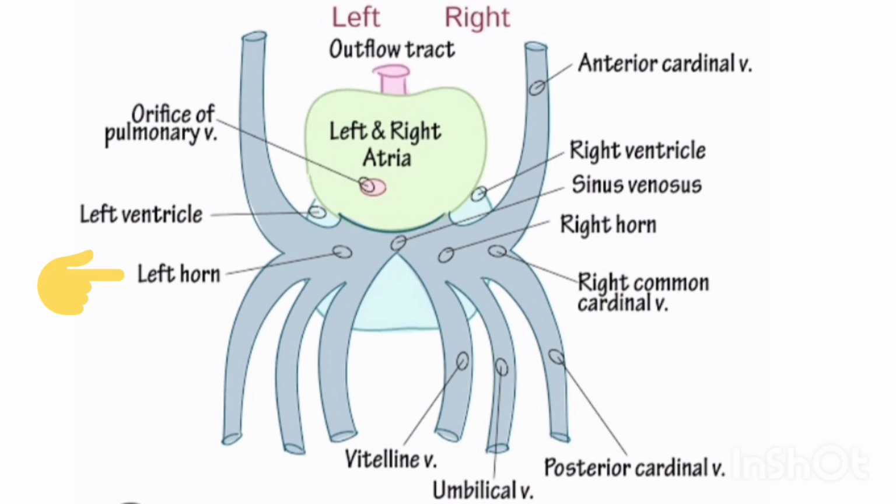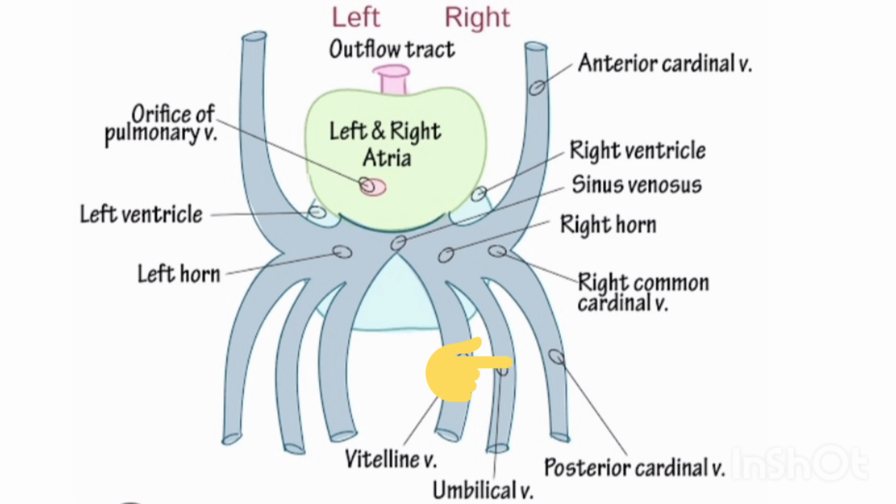The left horn of sinus venosus regresses and forms the coronary sinus. The proximal part of all the 3 vessels which are present in the left horn also disappears. Coronary sinus carries the venous blood from the heart.